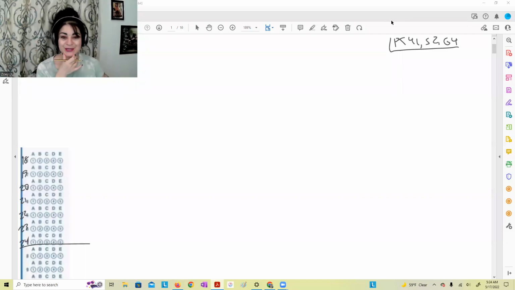Hi, students. So we're going to do this game together, and this is a circle game. So instead of our variables being placed in a line, they're going to be in a circle.